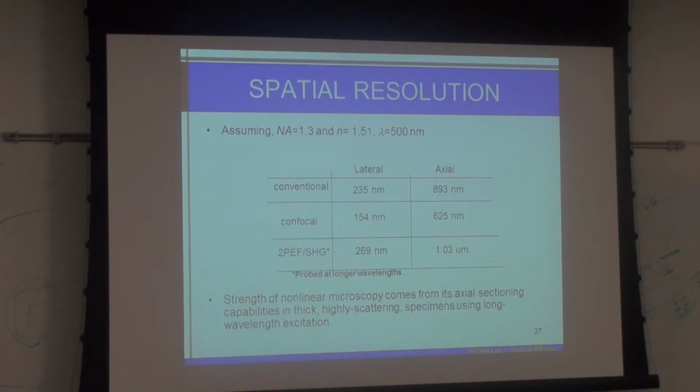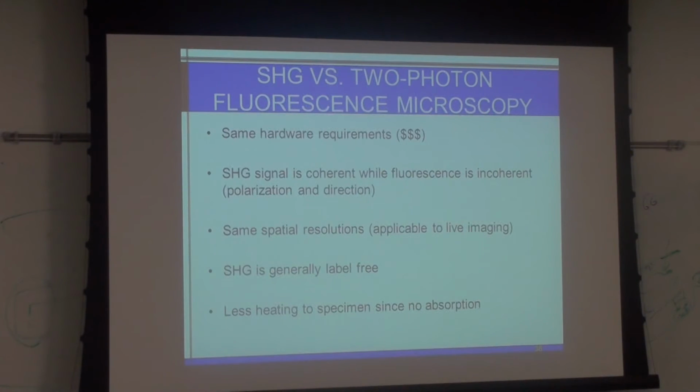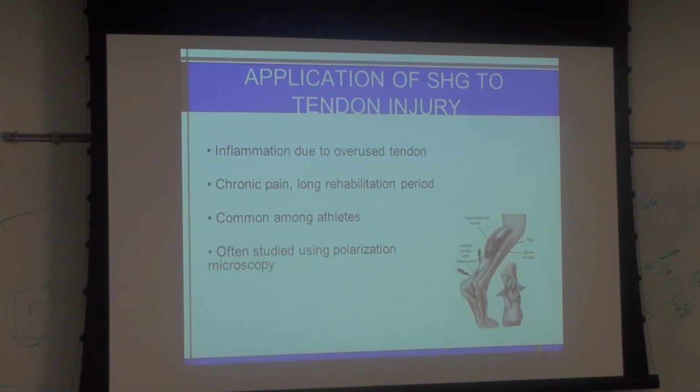And on top of that, as we'll note in a second, with second harmonic you don't need fluorophores. So it has an intrinsic contrast mechanism that's unique to the particular biological structure. If it's Chi2, it will automatically give you a second harmonic signal. Okay, in terms of setup, they're both pricey. SHG is generally label free and puts less heat into the specimen, as I mentioned.